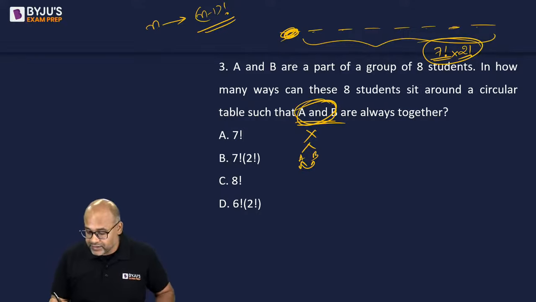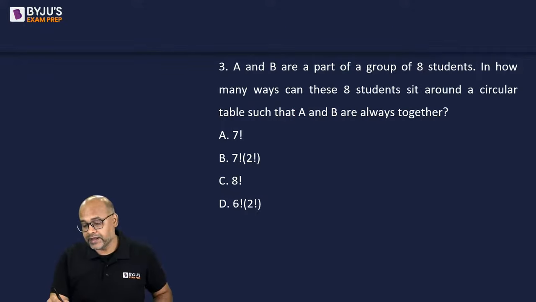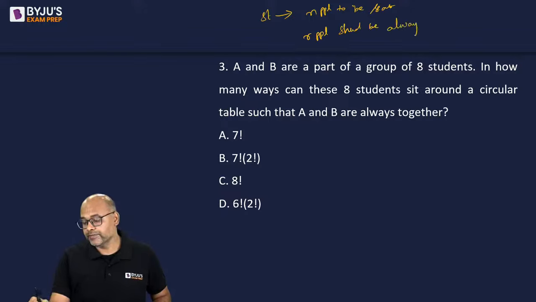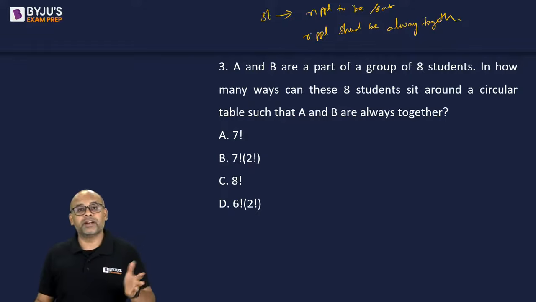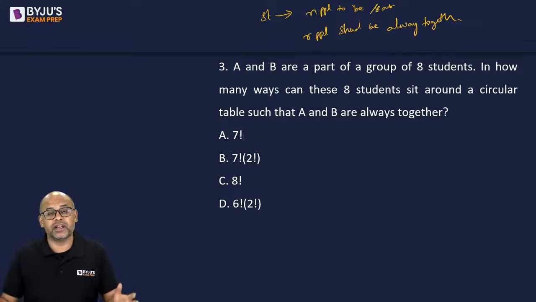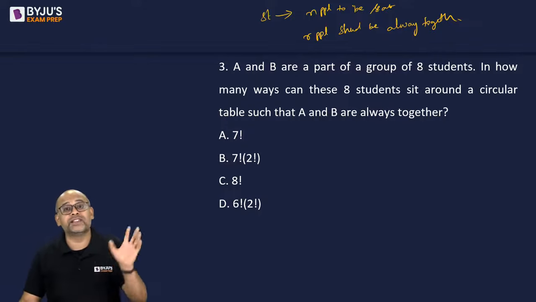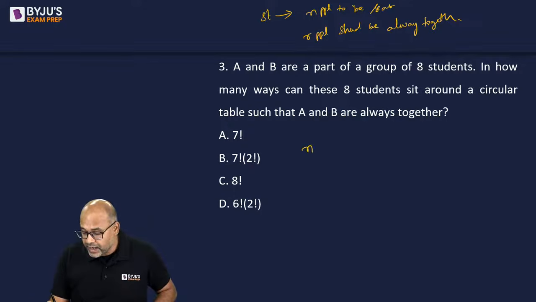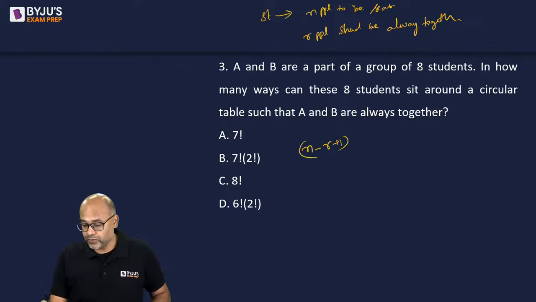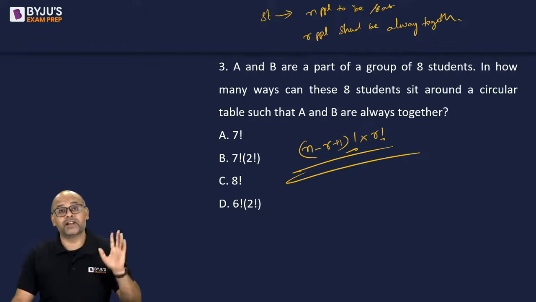So one way of looking at this is, I'm giving you a formula for a straight line. In a straight line, n people to be seated, out of which r people should be always together. So you can remember it like this: if out of n people sitting in a straight line, r people have to be always sitting together, then straightforward the answer will be n minus r plus 1 whole factorial into r factorial. This is your answer. But this is only for a straight line.